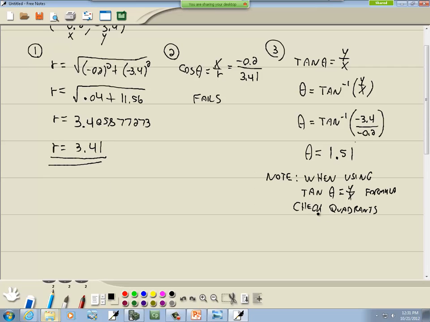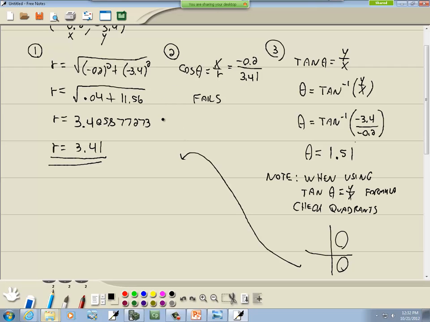Now remember, where inverse tangent is valid, it's valid from negative pi over 2 to pi over 2. So inverse tangent is valid here and here. So it won't even give you answers that are over in quadrant 2 and quadrant 3. That's why you have to check your quadrants.